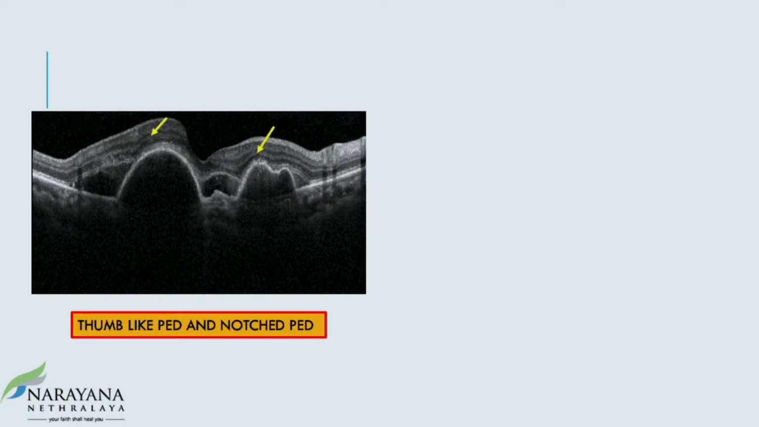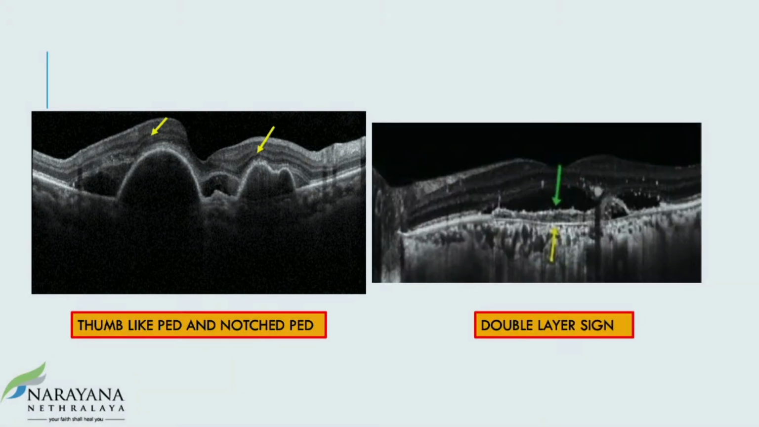Is this CSCR? This you said PD and fluid, right? So, the previous patient had CSCR. So, it is not. These are patients who now have a condition called PCV. Excellent. So, this is thumb like PDs, you have notched PDs, you also have double layer sign. So, more and more now PCV is being diagnosed by OCT.